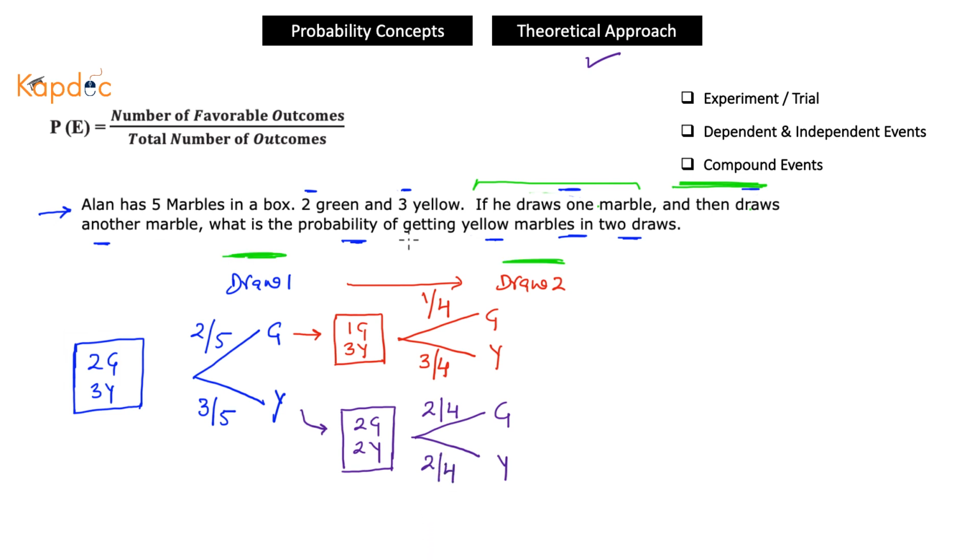So now let's get back to our desired event. The desired event is the probability of getting yellow marbles in 2 draws. And we already have established a path for that. This is my probability of getting a yellow in the first draw, and then if you follow this path, you will get your probability of getting a yellow in the second draw. Because you have both of these probabilities, you will then simply multiply, and this is your probability of the desired outcome, which is 3 over 5 times 2 over 4, and that will be 3 over 10. Okay, that's your required answer.